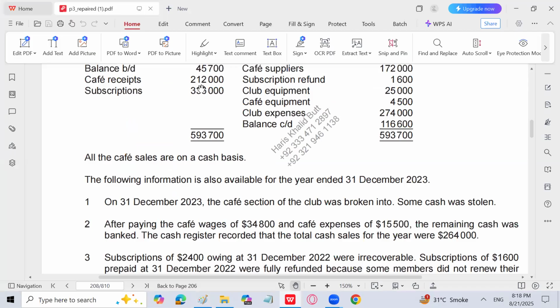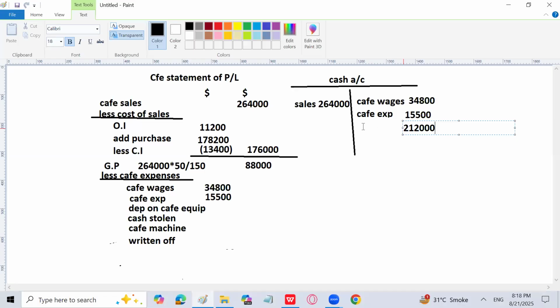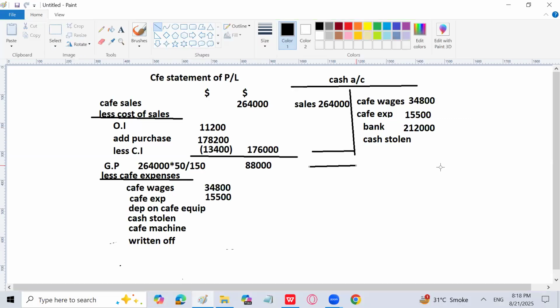The entry for this is, what will be the entry? Bank debit and cash credit. So bank account is debited because of cash. So cash is supposed to be credited because of bank. It will come over here 212,000, and that is because of the bank. And then you can write cash stolen, which is the difference of the two sides. And this is the missing expense which we need to find, which will come on the credit side.